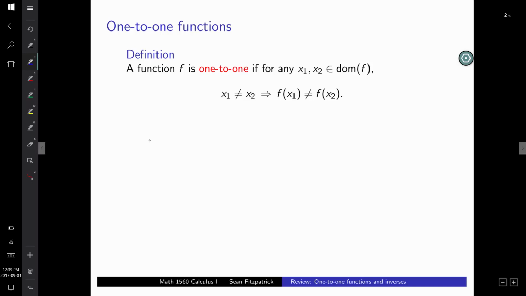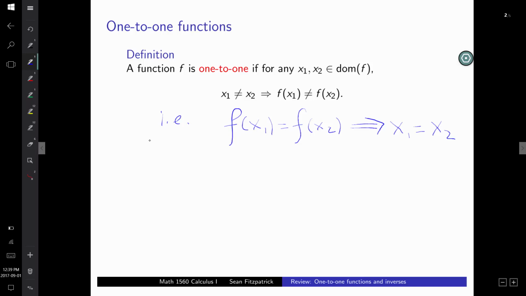Another way that you can rephrase this is you can say, well, if it did happen that two outputs were the same, so if f of x1 is equal to f of x2, that has to imply that, if the outputs were the same, then the inputs must also be the same.